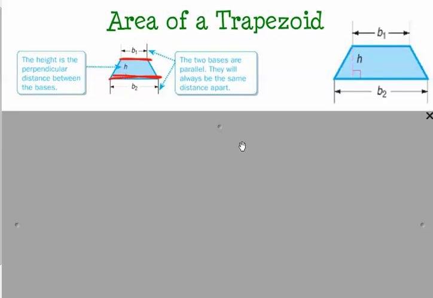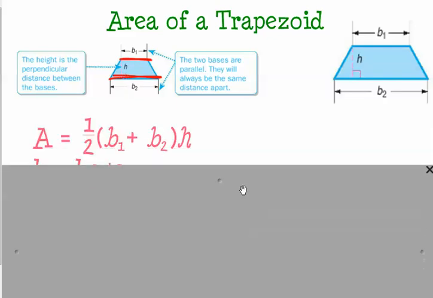So this is a tricky one. Here we go. All right, so I'm going to show you what you'll kind of see in textbooks and things like that. So go ahead and write this down. It says 1/2 times base 1 plus base 2 times my height. Write that down, but then really, here's what I do, okay?